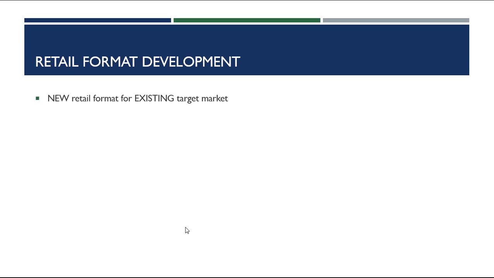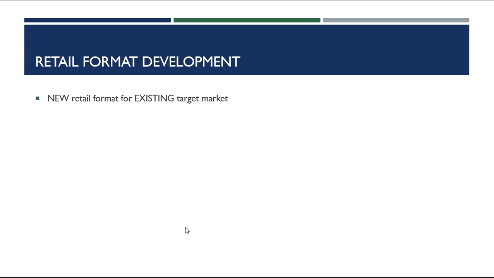The third way that a retailer can grow is through retail format development. This is when you use a new retail format to target your existing target market. So now you're targeting the same type of audience, but you're changing up part of your retail format. So maybe price, place, product, promotion, presentation, or people. So you're going to change it up a little bit.